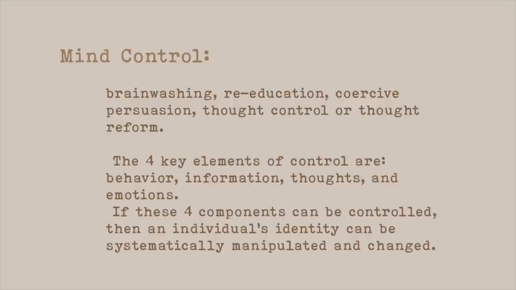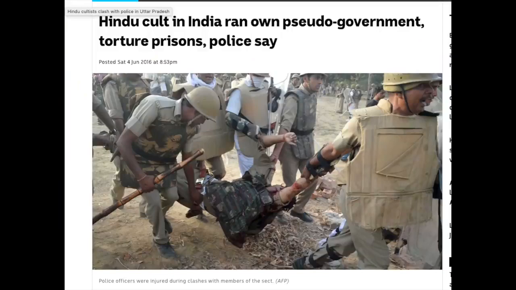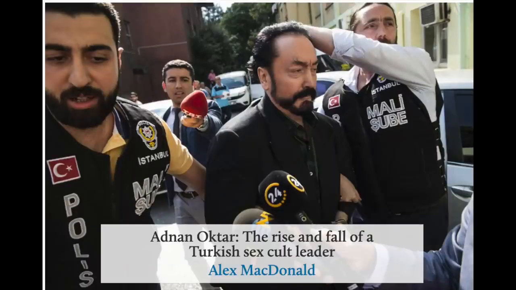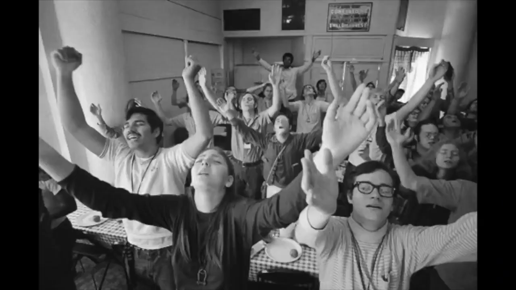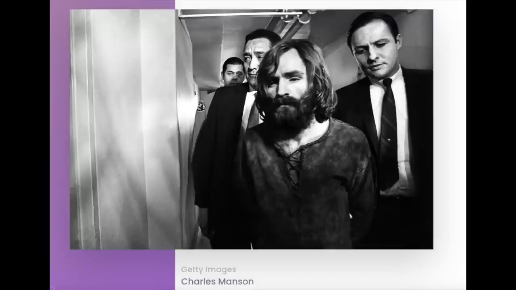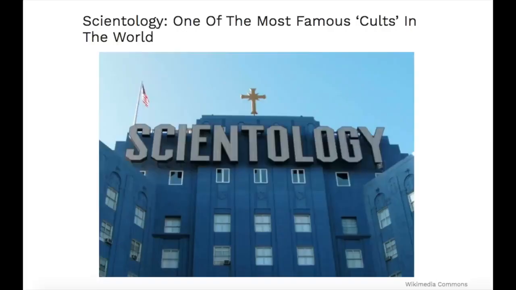Mind control is also known as brainwashing, re-education, coercive persuasion, thought control, or thought reform. The 4 key elements of control are behavior, information, thoughts, and emotions. If these 4 components can be controlled, then an individual's identity can be systematically manipulated and changed. Everyone is familiar with infamous cults, but there are actually more active cults operating around the world than most of us can comprehend, and every active cult seeks to recruit new members. It's an alien lifestyle for many, leading to general unawareness, misinformation, or disbelief.